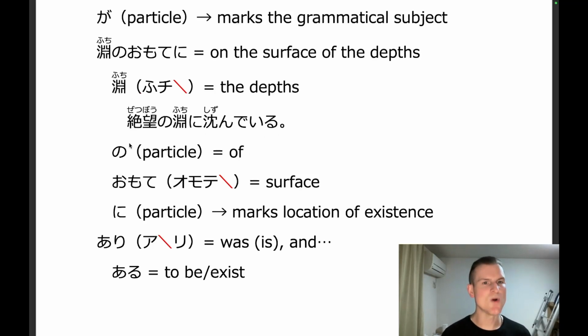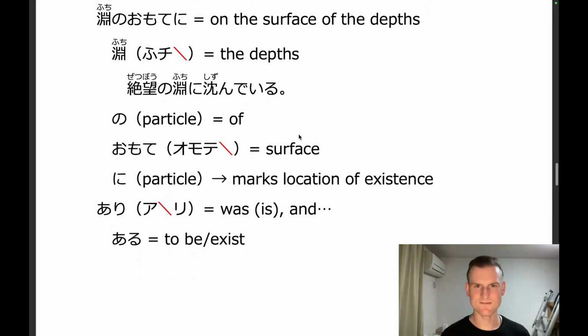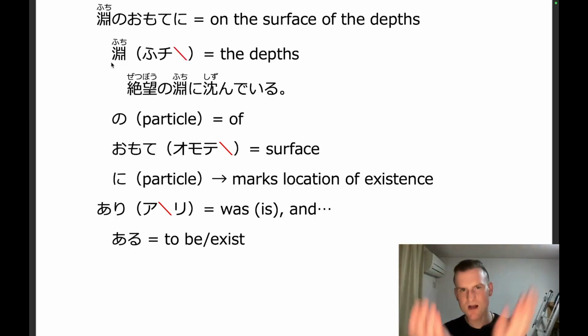This is followed by no, which is a particle that means "of." I like to do this hand sign for no. It shows possession. No has a lot of other meanings as well, but in this case, it is possessive. It is attached to fuchi, which means we're saying that fuchi has something. What is it possessing in this case? It's the surface. So the surface belongs to the depths. Fuchi no omote. Fuchi no omote.